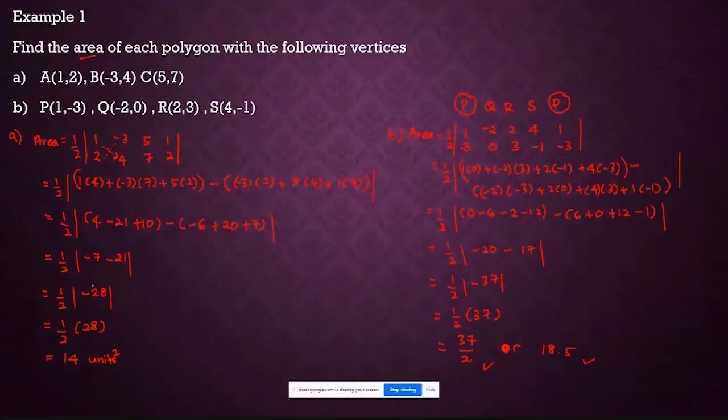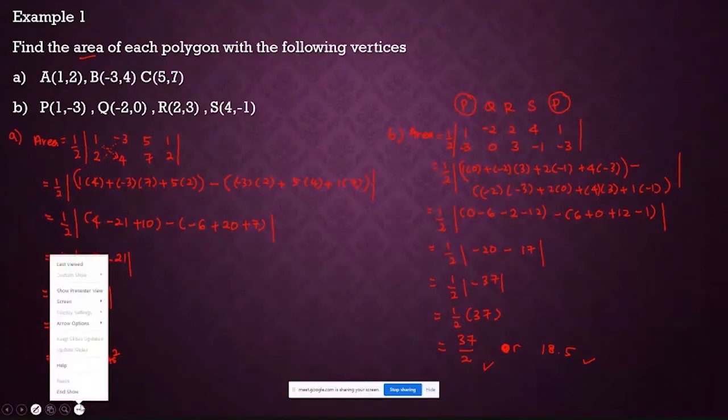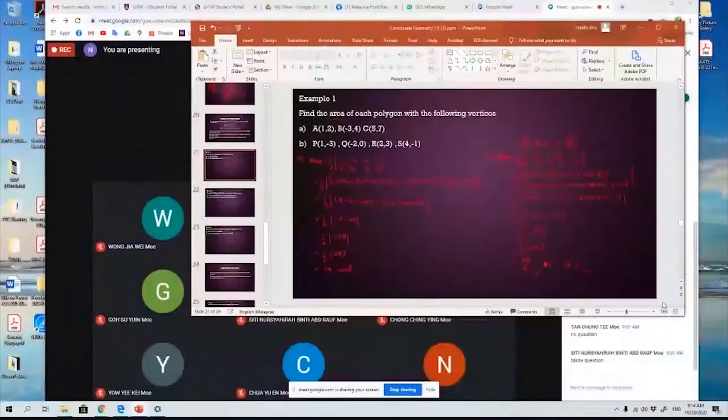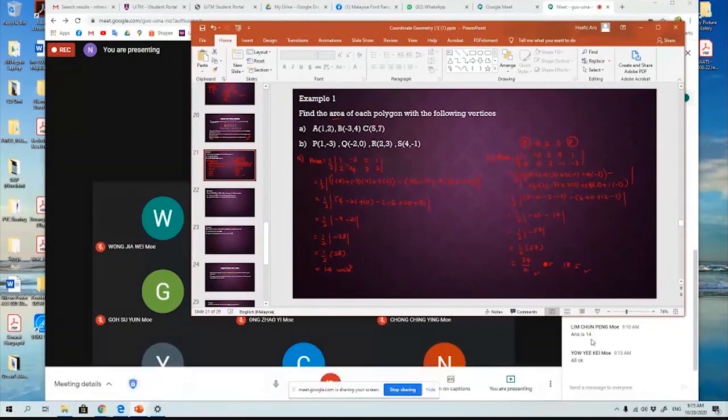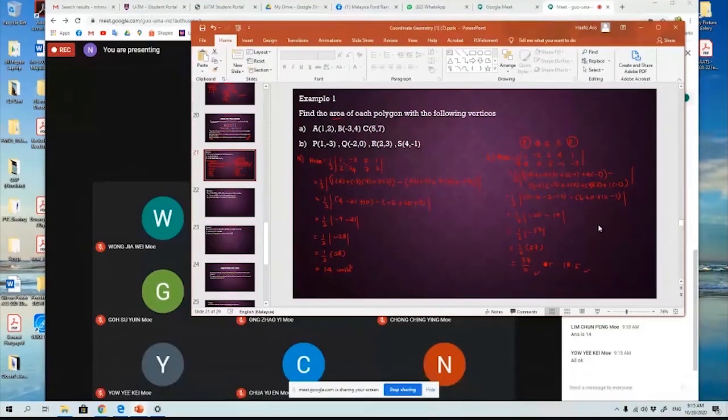The mixed number also can. Okay. Example 1. Find the area. Any questions? All okay. Answer is 14. Okay, correct for A. Okay, for B, 18.5. Then you must try and you check your answer. You follow my lesson. Okay, all clear. Good.